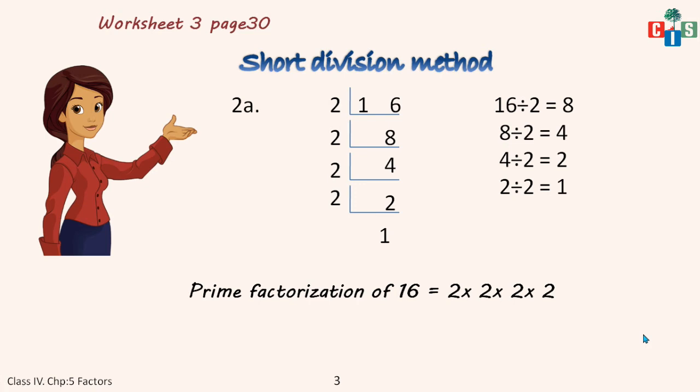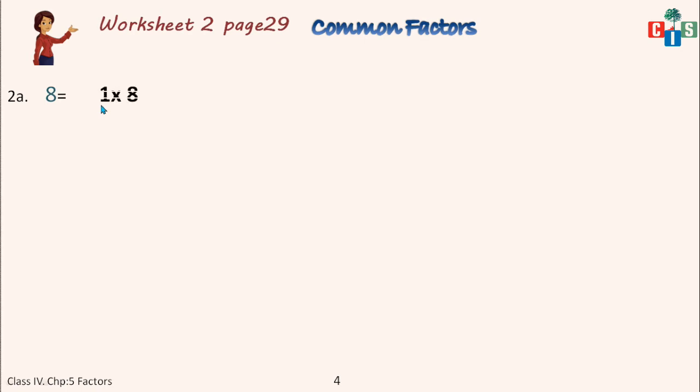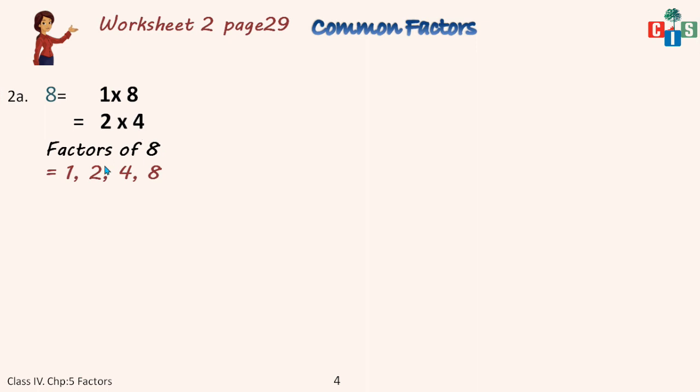Now moving on to the next page, that is common factors, which is from the page number 29, worksheet number 2. Okay, common factors. क्या ढूंढने हैं? Factors जो common होंगे. So I have taken 2a as one of the example, that is find the common factors of the following, and we will have 3 numbers here. So the first number is 8. So first we will find the factor. Okay, factors क्या होंगे 8 के? 1 8s are 8, 2 4s are 8, and these are only the possible factors. So factors of 8 will be 1 2 4 and 8.